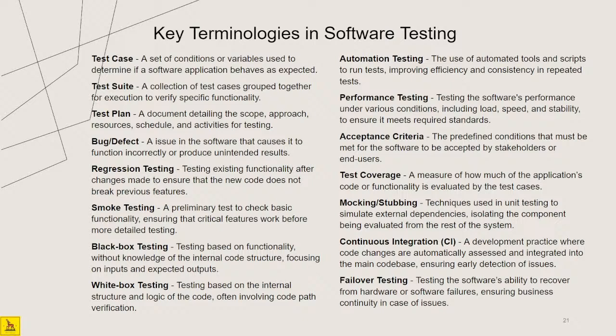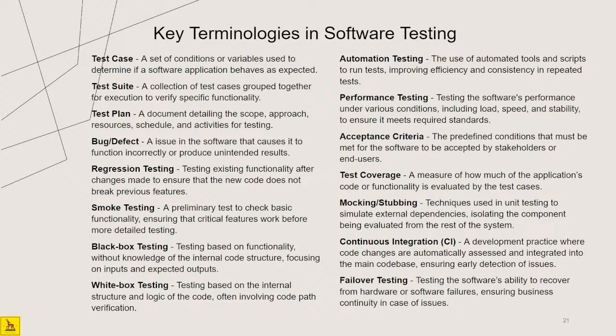We have smoke testing to check the basic functionality to ensure critical failure doesn't occur while we do more detailed testing. We have our sections for what type of tests we would run, such as black box testing and white box testing. Black box testing would test based on functionality without knowledge of internal code structures, focusing on inputs and expected outputs, while white box testing is internal structures and logics of the code, often involving code path and verification.